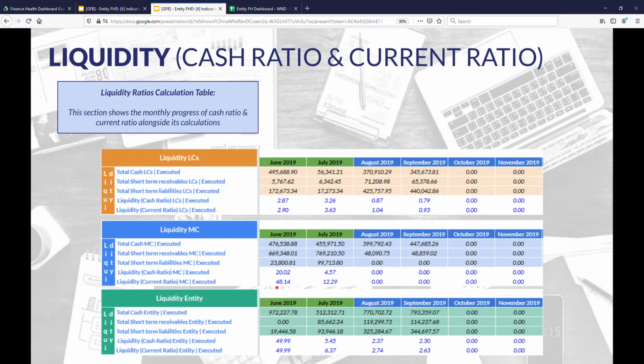Liquidity. The liquidity ratio is this one, with an application similar to months of financial reserves, where these tables show the calculation of the cash ratio and current ratio. I'm not going to repeat the calculation again. And then there are different months.